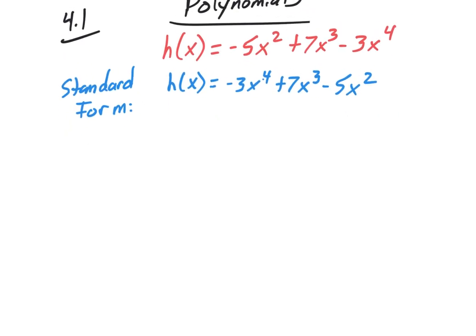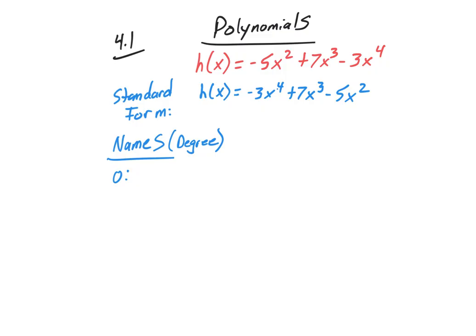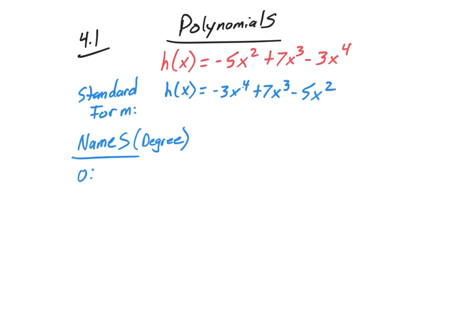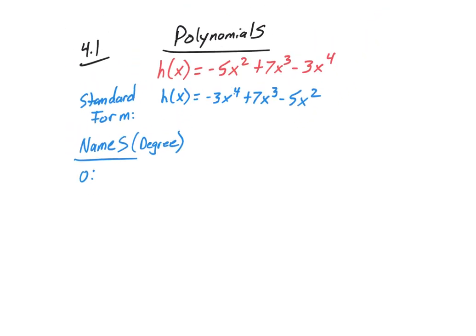When we name a polynomial, we name it based off of its degree. And the degree is simply the highest exponent of that, okay? So I'm going to look at a couple of different names. All of these names, or most of them at least, should be familiar to you.